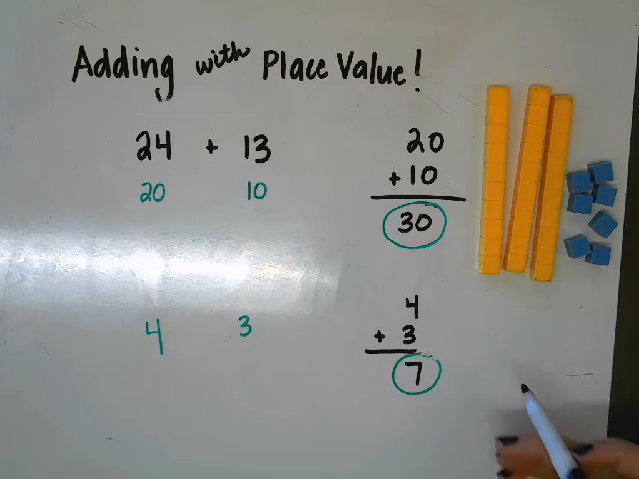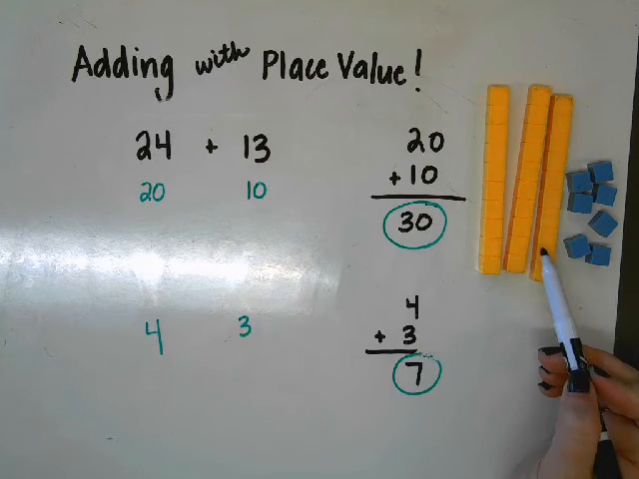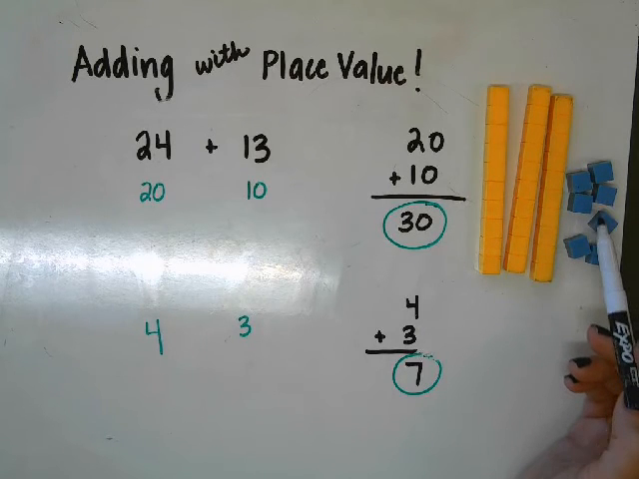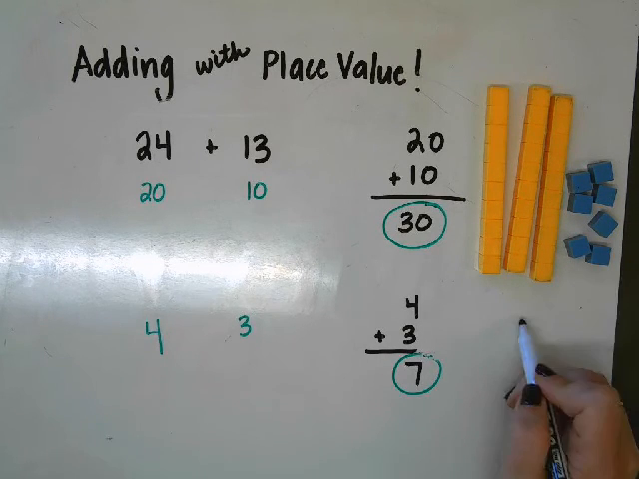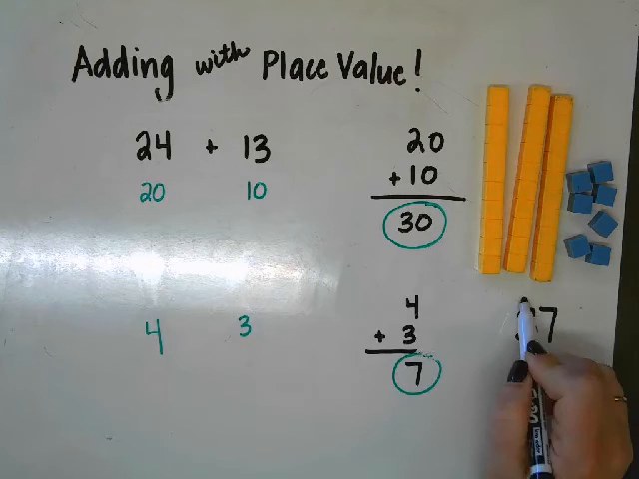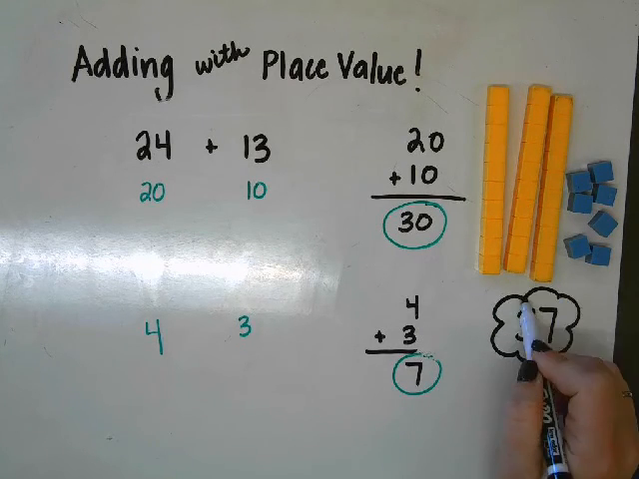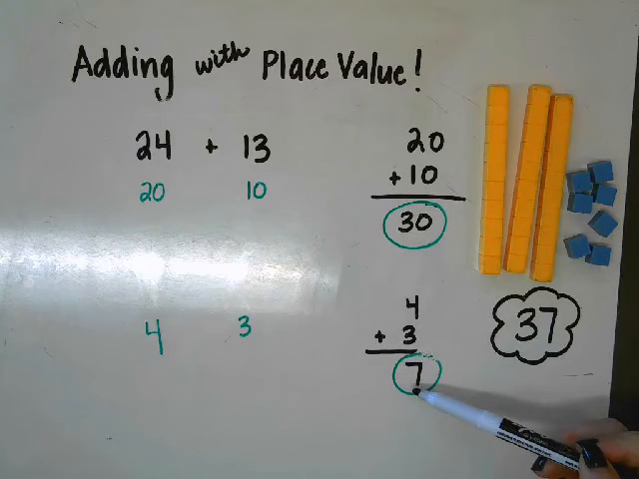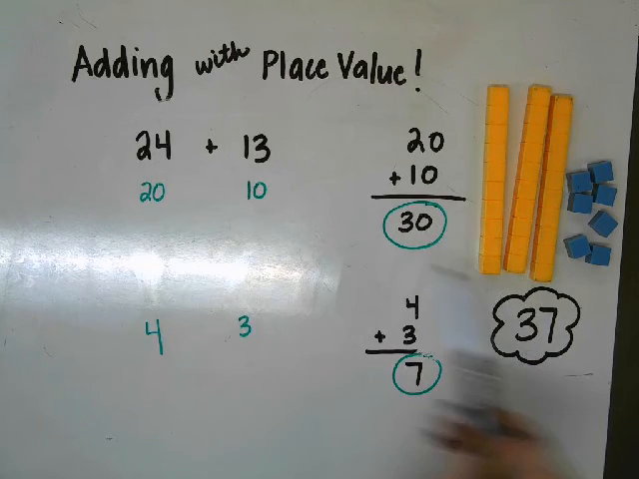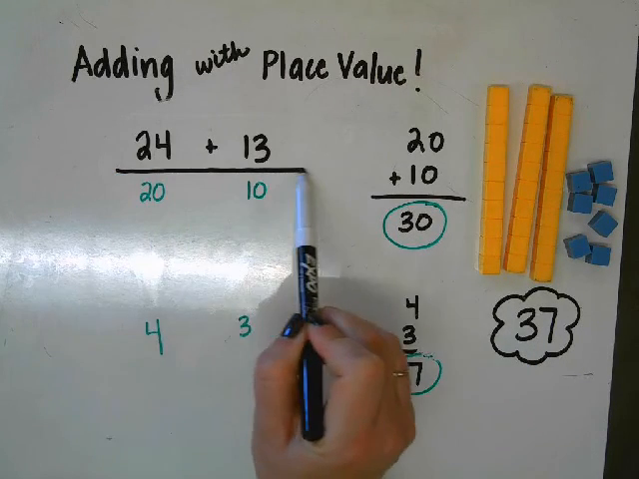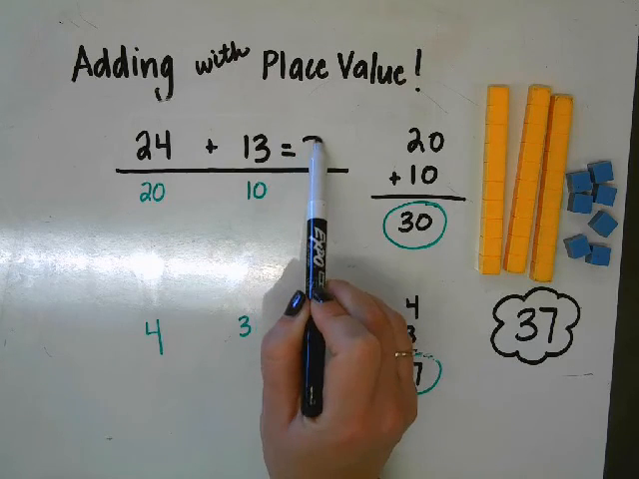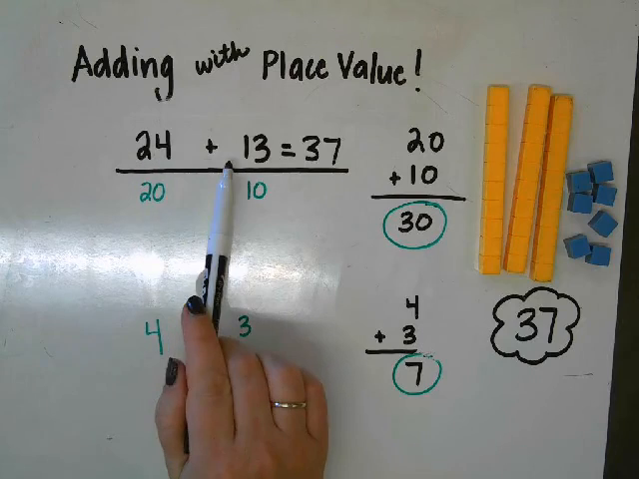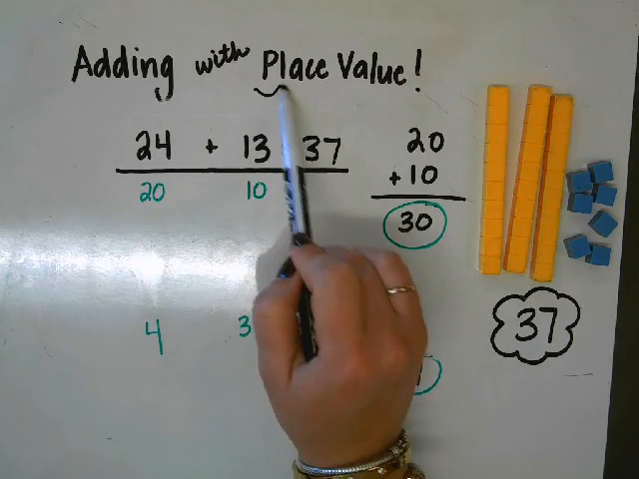If I put it all together, I end up with 10, 20, 30, 31, 32, 33, 34, 35, 36, 37. And if you really know your place value, then you know 3 tens and 7 ones makes 37. So 24 plus 13 equals 37. And that's how we add some of our bigger numbers using our place value.